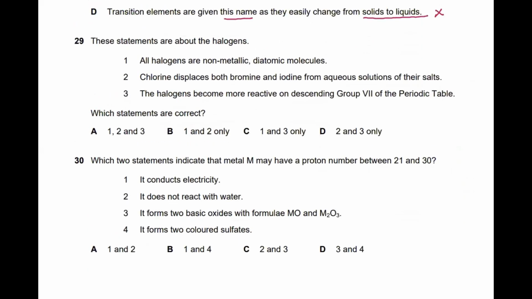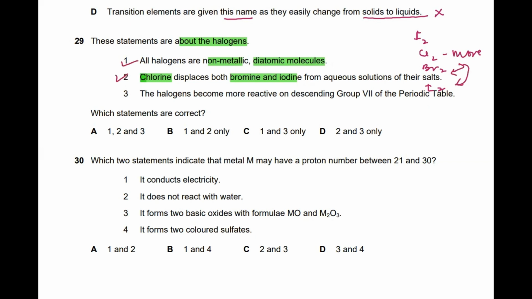Moving on to question number 29. It says that these statements are about the halogens. All halogens are non-metals and diatomic molecules, correct? Chlorine displaces both bromine and iodine. Yes, because chlorine is above bromine and iodine. So being more reactive, it will displace the less reactive from the salts, right? So that is again possible.